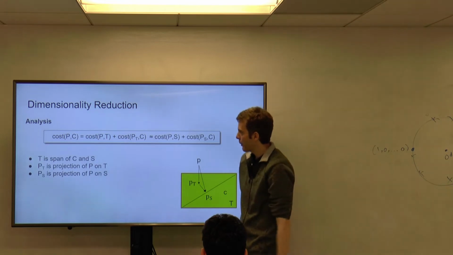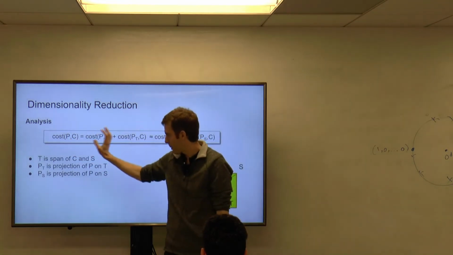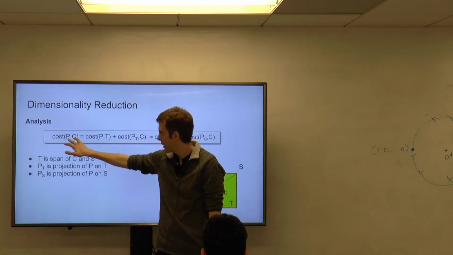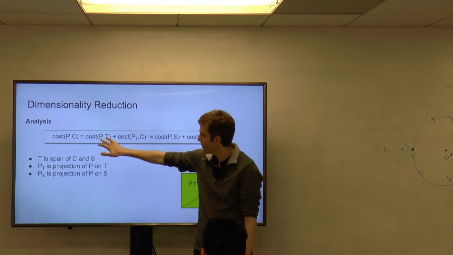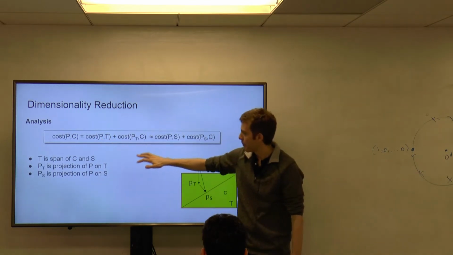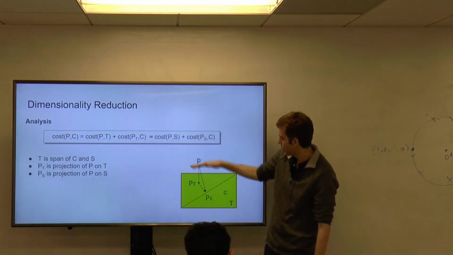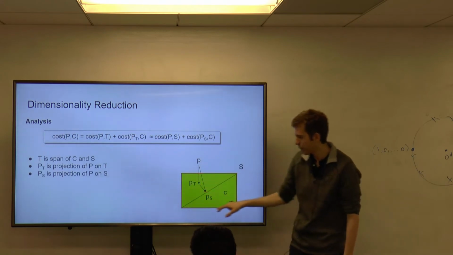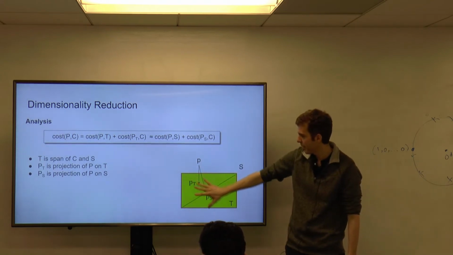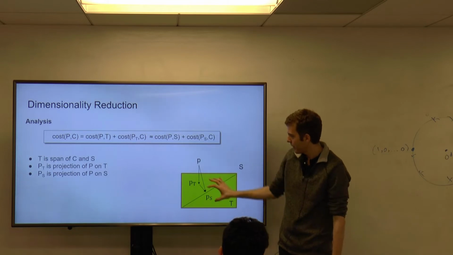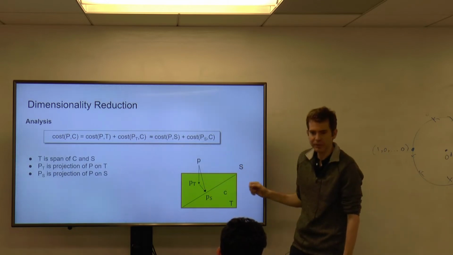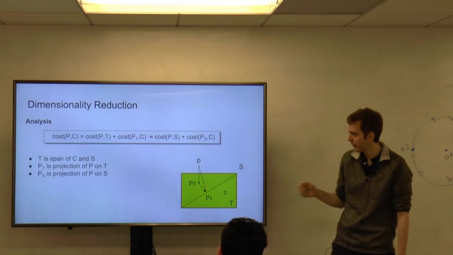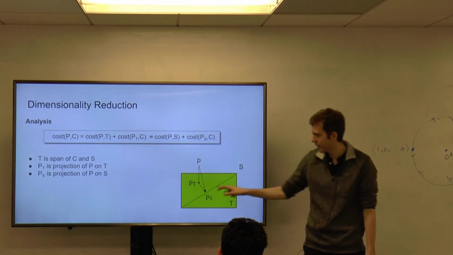Then the first claim is that, again, I'm doing k-means right now. The cost of P comma C is equal to the cost of P comma T. So the cost of moving the points to the space T, which I've drawn as a plane, and T contains the space S, which is the output of this dimensionality reduction procedure. I've drawn that subspace as a line inside of this plane.